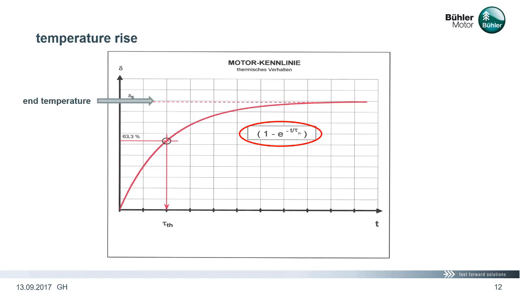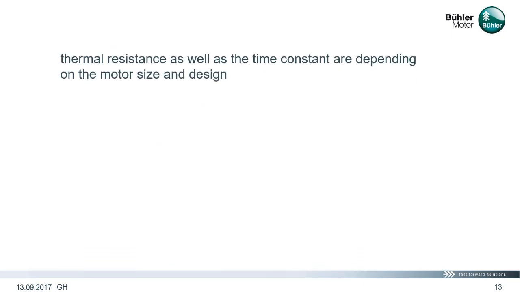The end temperature is the maximum temperature the motor reaches theoretically after infinite time. Practically, the end temperature is reached after 5 times the thermal time constant tau Th. Per definition, at 63.3% of the end temperature, we find the thermal time constant in the graph. Thermal resistance as well as the time constant are depending on the motor size and design. Values are shown in the catalog.